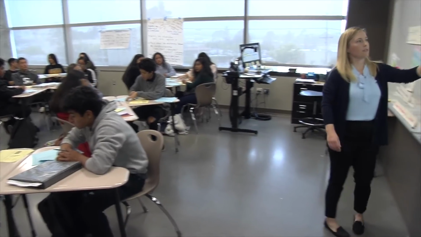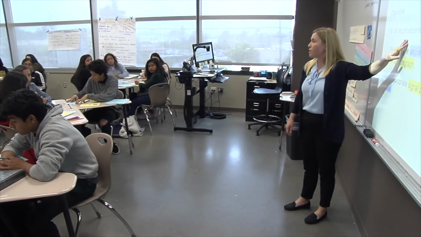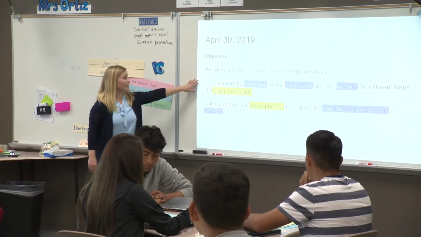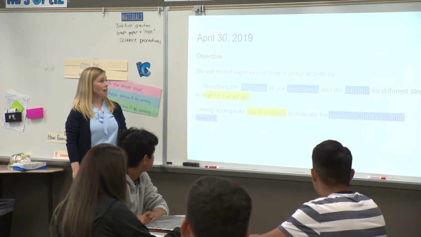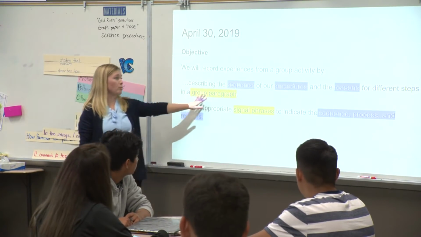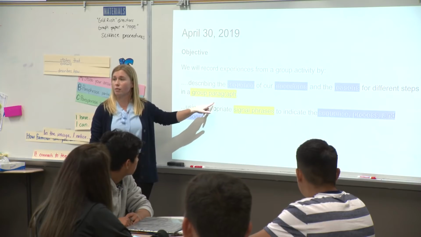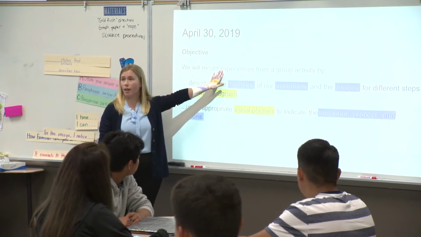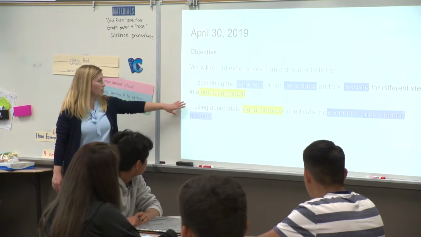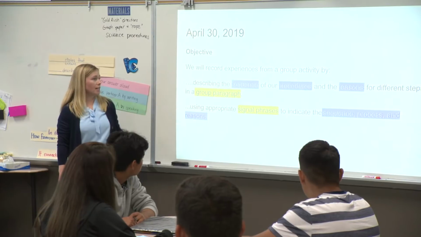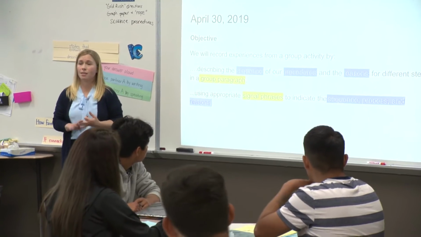So today we're going to record experiences from a group activity by doing two things. We're going to describe the sequence of our procedures and the reasons for different steps in a group paragraph. Everyone, what are we going to write today? A group paragraph. So that comes after we have this experience. And we're also, in our paragraph, we're going to use appropriate signal phrases to indicate the sequence, process, and reasons.